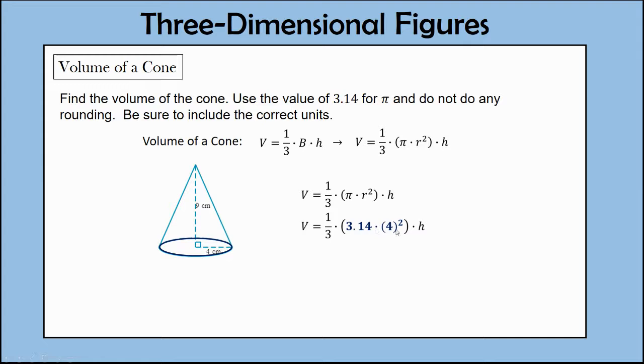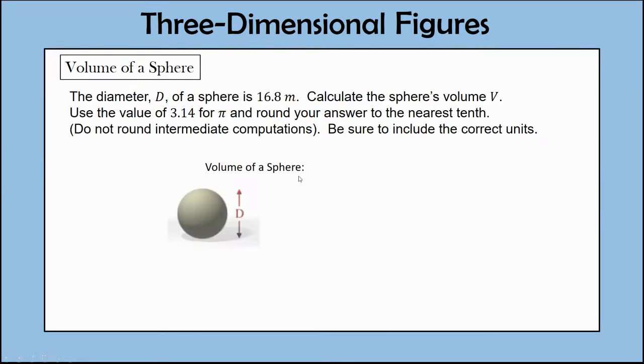1/3 times 3.14 times 4 squared. Height, again, is like a tent pole. It's from the top of the cone down to the base. So the height is 9. Now I'm doing this all at once in a calculator. 4 squared, that's 16. Times 3.14 times 9, hit equals. Divided by 3, that's what it means, take a third of it. 150.72 centimeters cubed. Back up here it says do not do any rounding. So got to follow those instructions each time, guys. 150.72 centimeters cubed. So that's how we find a cone.